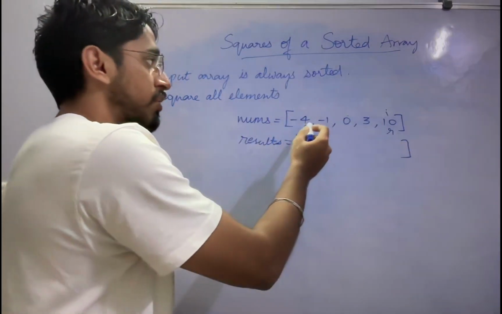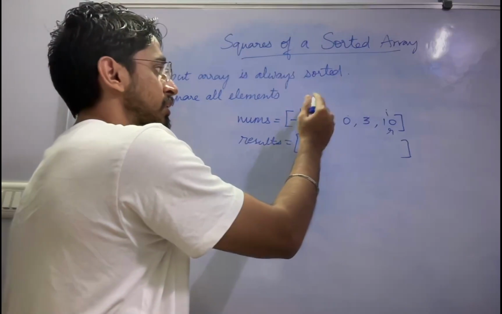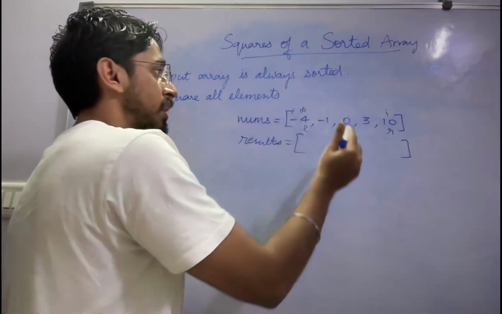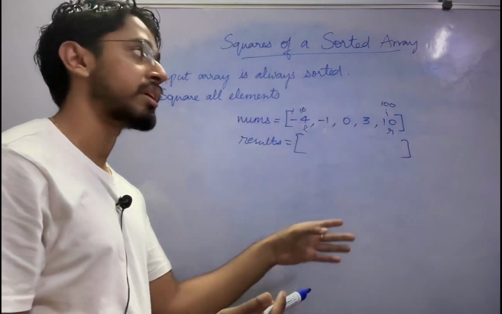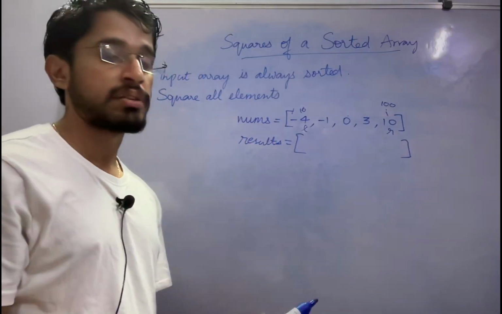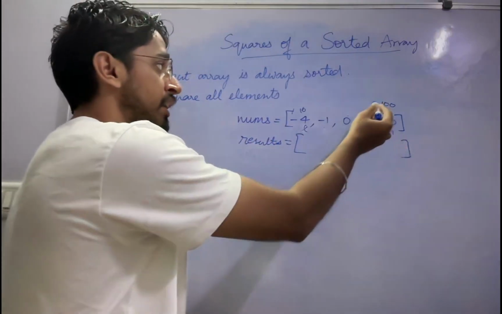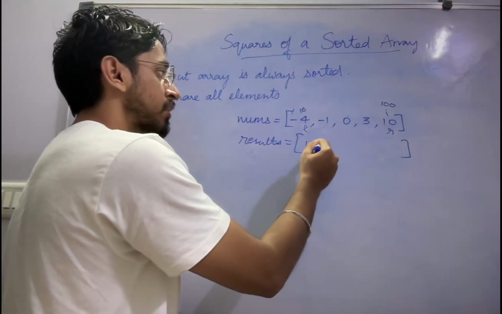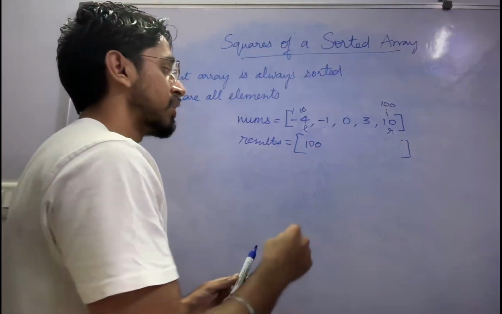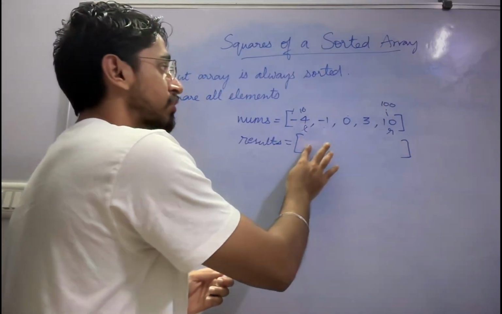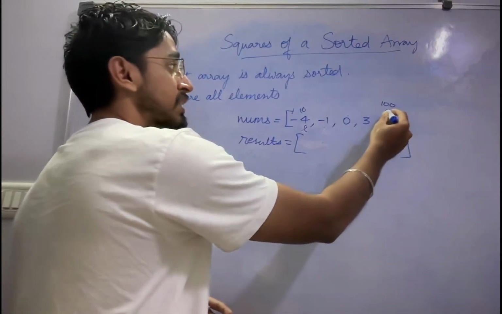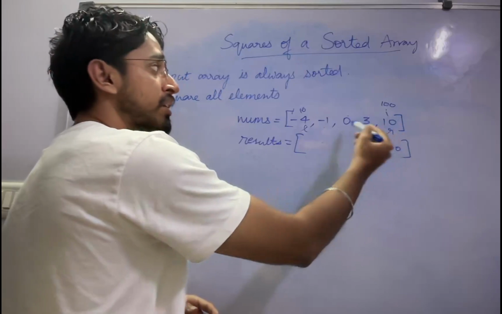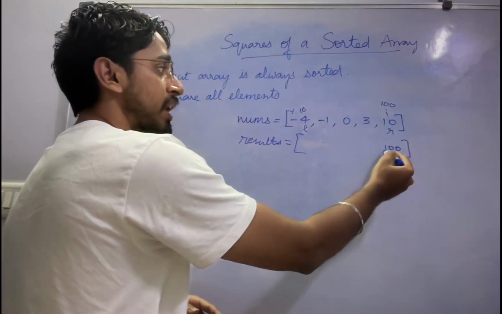Now we take the squares of the left and right. So what is the square of left? That is 16, and the square of right is 100. So now we see which one is greater, left or right. So obviously right is greater, so we add right to the results array. And the right has to be at the index of this current one, that is at the last. Since I is pointing at the last element, the index of this is 4, so we add that to the last.